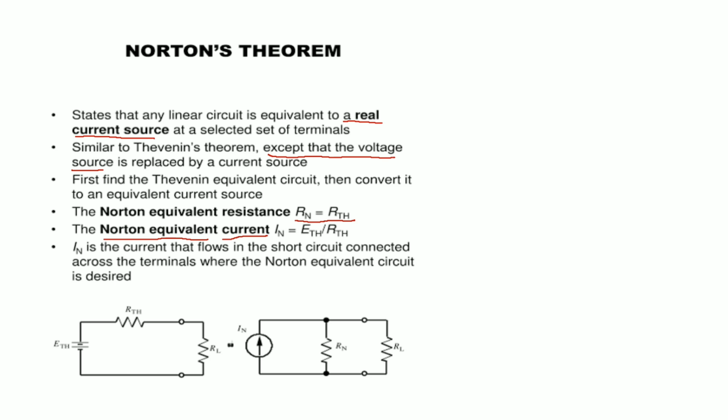RN is equal to RTH. The Norton equivalent current IN is equal to ETH divided by RTH. IN is the current that flows in the short circuit connected across the terminals where the Norton equivalent circuit is desired. You see that Thevenin is converted into Norton. Thevenin uses a voltage source, and it is replaced by a current source.